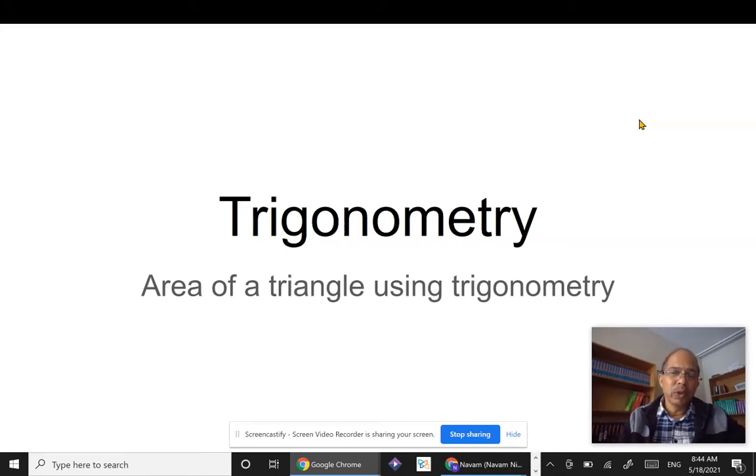In this chapter, we're going to look at how we can use trigonometry to find the area of a triangle and also to use it to find angles or sides of non right angled triangles.